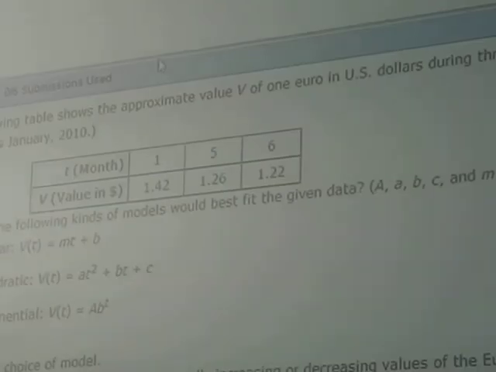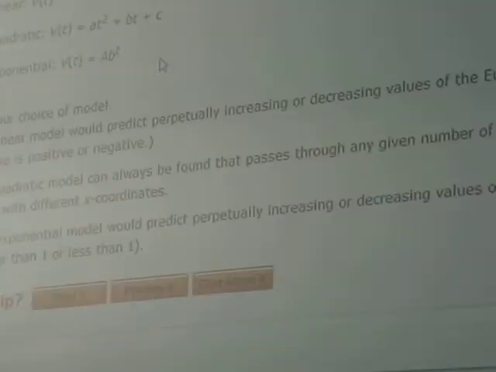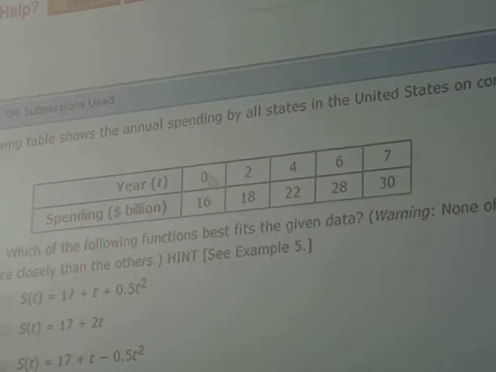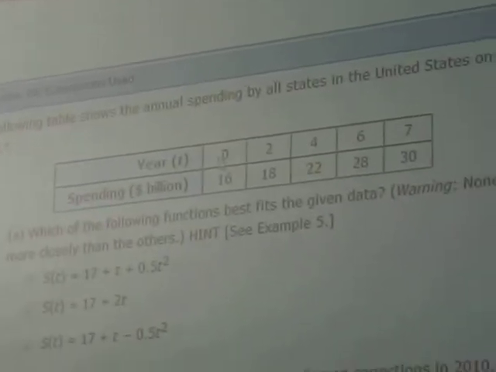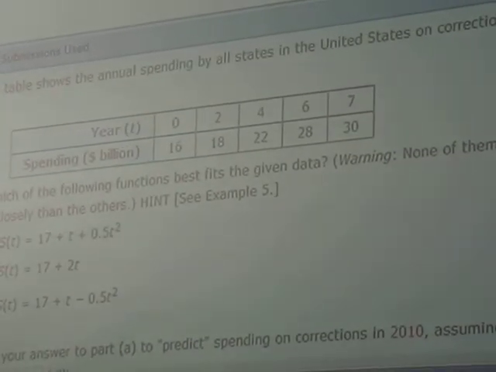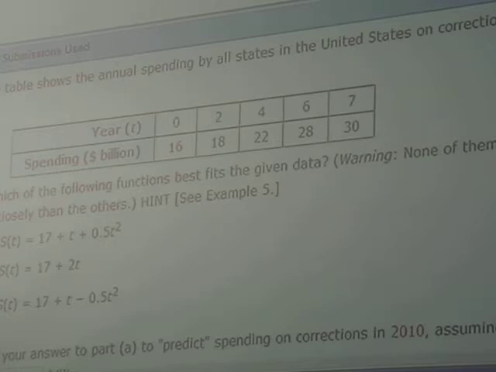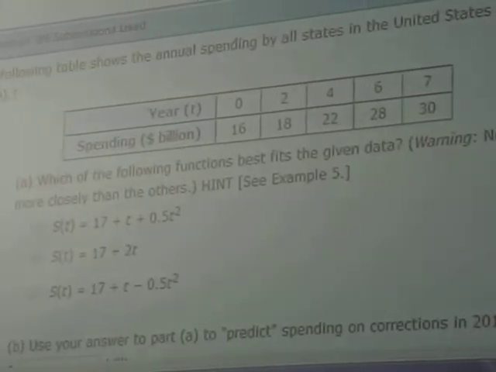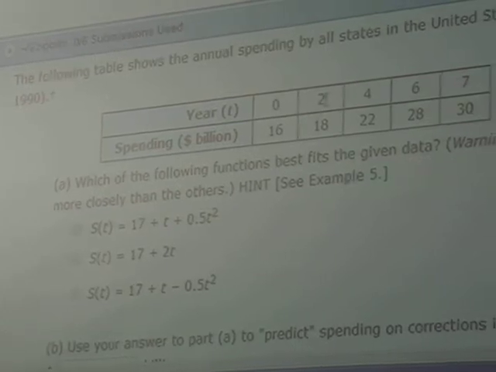Here we have a table that tells us the spending of all the states in the United States for different years. So 0 means, what does 0 mean? It represents the year 1990. So what does 2 mean?